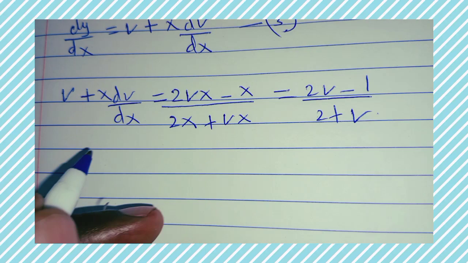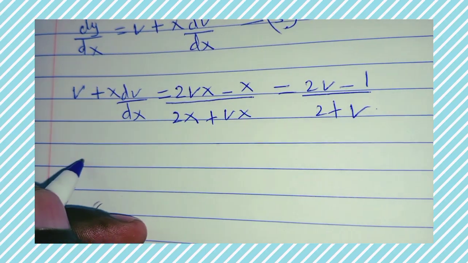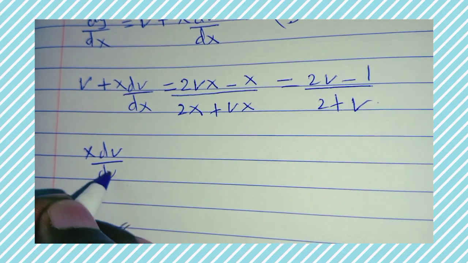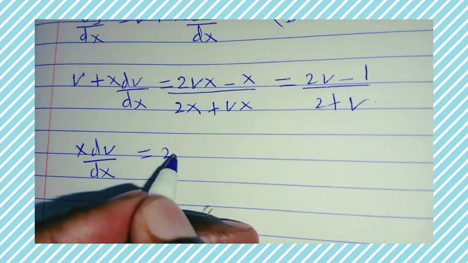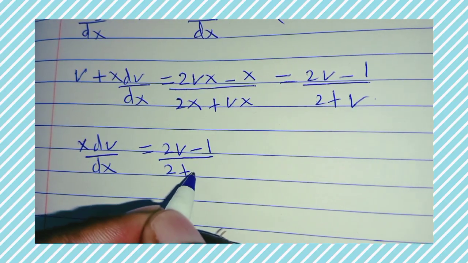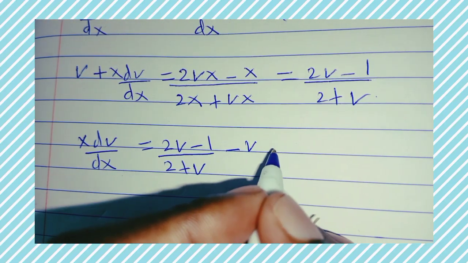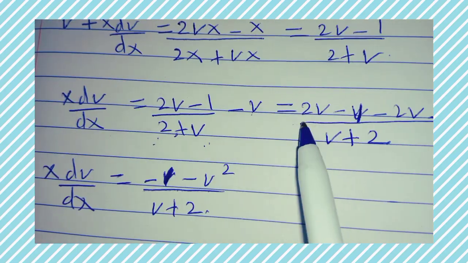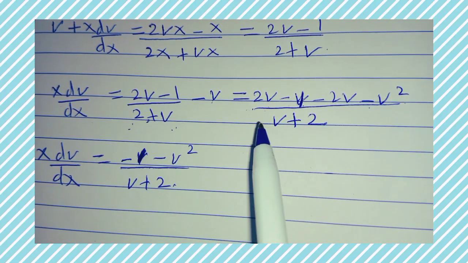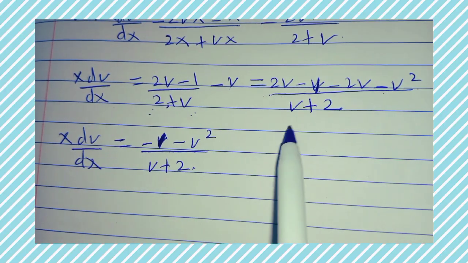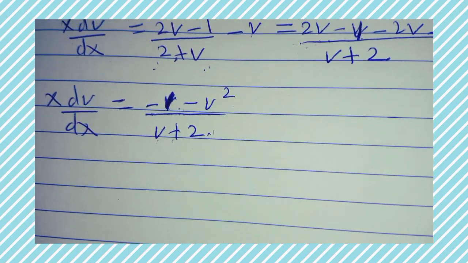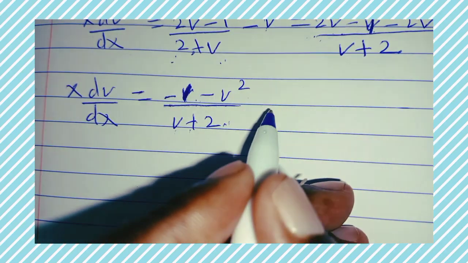Then you take v to the other side, so you have x dv over dx is equal to (2v − 1) divided by (2 + v) minus v, which is equal to (2v − 1 − 2v − v²) over (v + 2). Then you have 2v − 2v, which will cancel, and you are going to be left with this, to separate the variables in this equation.